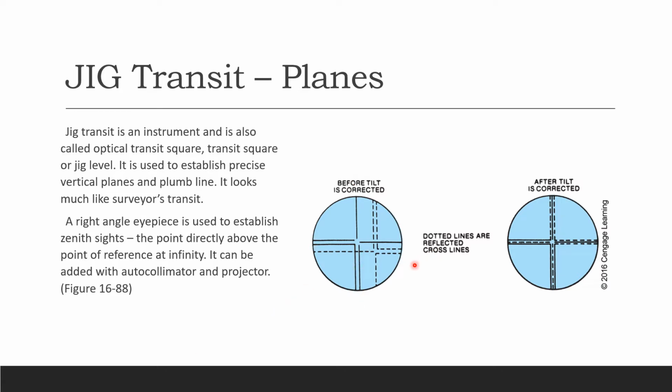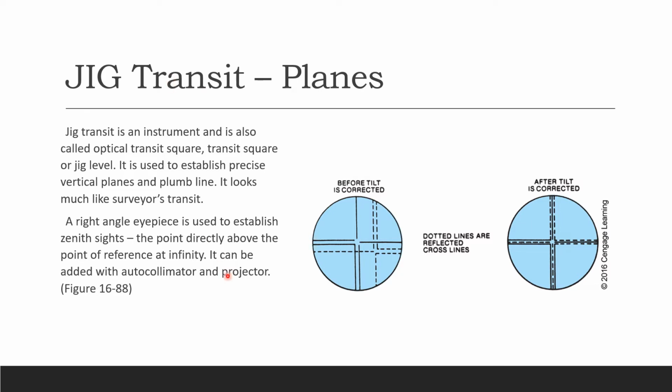Back to my laser. The broken lines are these ones, showing how this appears when used with an autocollimator. Again, don't stretch yourself out. Remember, we're dealing with the JIG transit, and we call it different names. We use it to establish planes, usually vertical, and it's pretty much like the surveyor transit. Now we have a point called the zenith sight, directly above the point of reference, and our reference is always at infinity for this type of instrument.